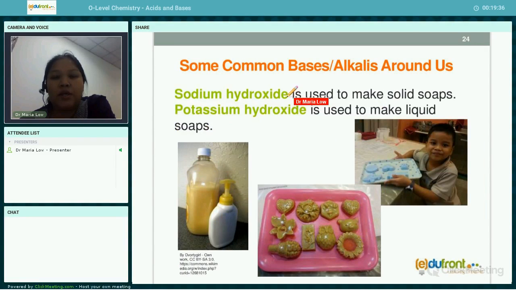Okay, next kind of alkalis that you can see around us, again, sodium hydroxide, which is quite common, and these are used to make your solid soaps. The potassium hydroxide are actually used to make the liquid soaps.